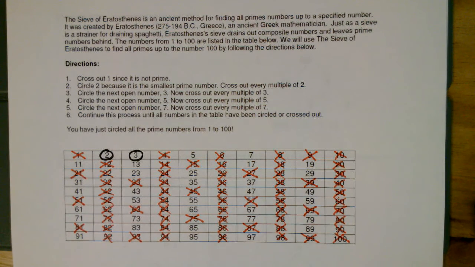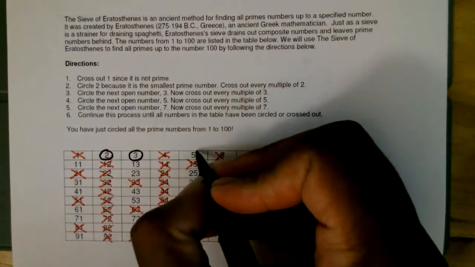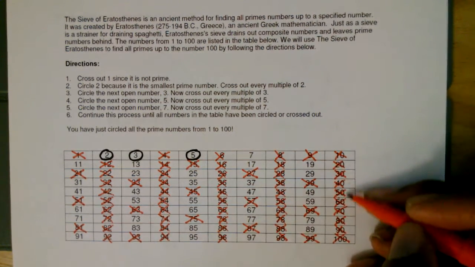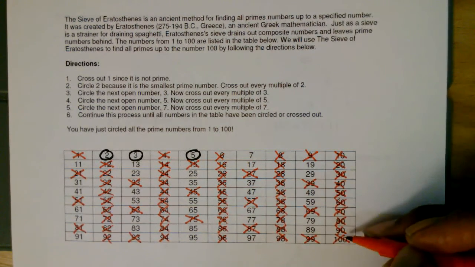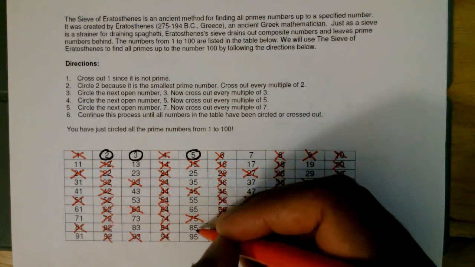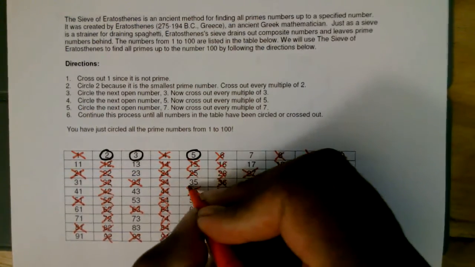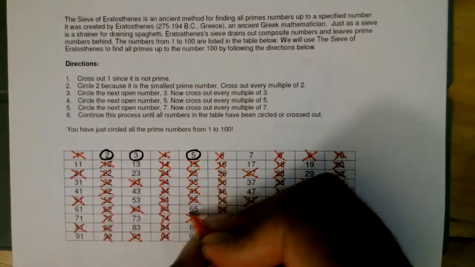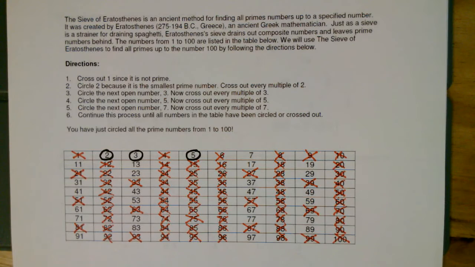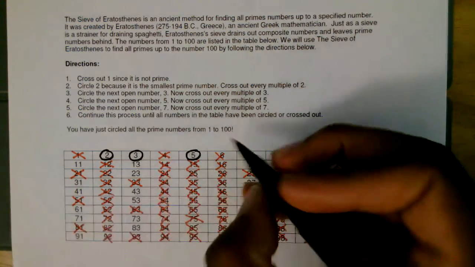Now let's circle the next open number, which is in this case 5. So we cross out every multiple of 5. Well, any number that ends in a 5 or a 0 we cross out. Notice this last column right here, ends in 0. Those numbers are already crossed out. But for the 5, any number that ends in 5, we can eliminate those. So we can eliminate these numbers in this column. And then we circle the next open number, which is 7.